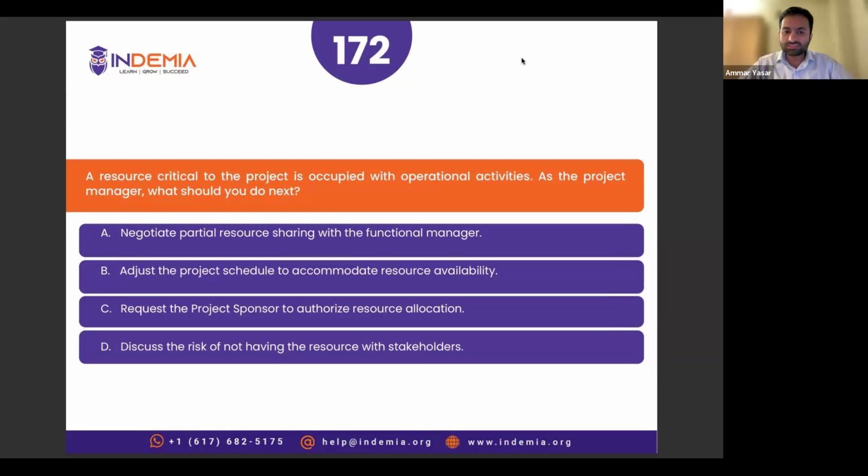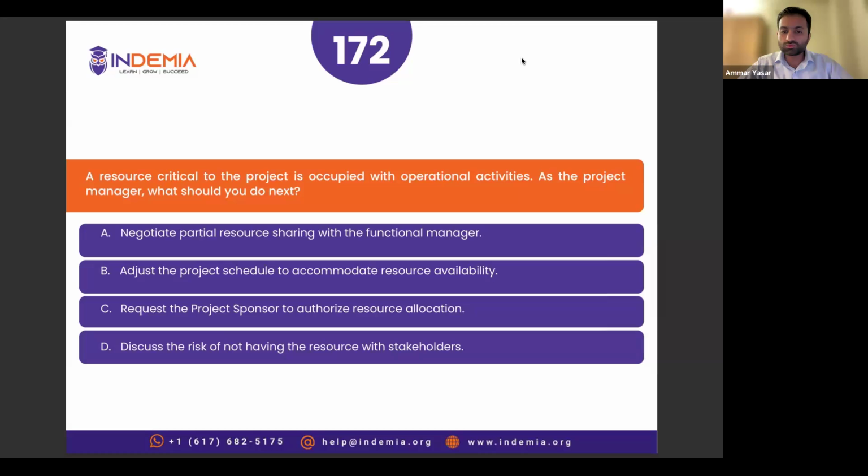Second, adjust the project schedule to accommodate resource availability. It means you're just letting go of that resource. You're adjusting your schedule to the resource's availability, which means you're okay with the resource working with operations. Again, that is not solving the problem.